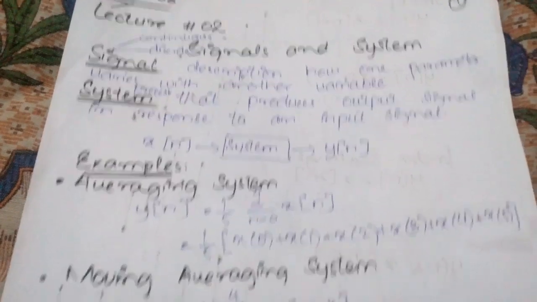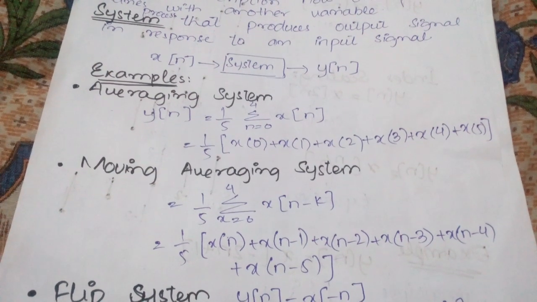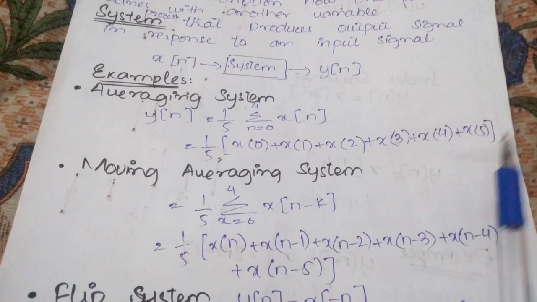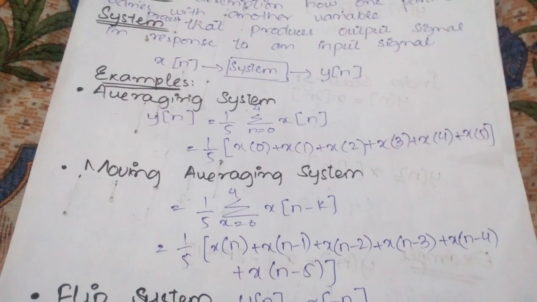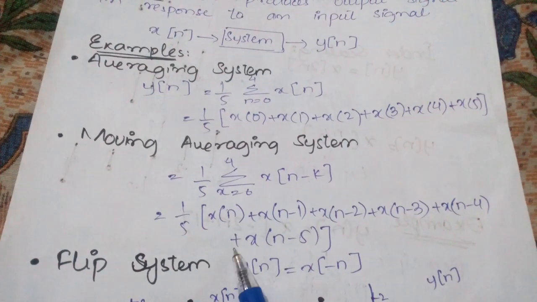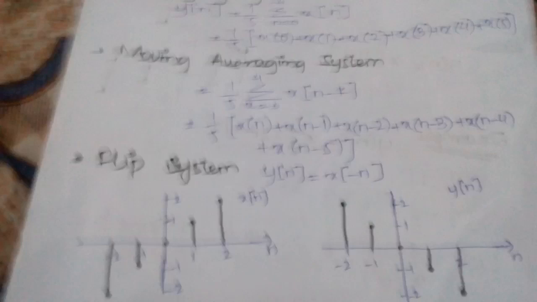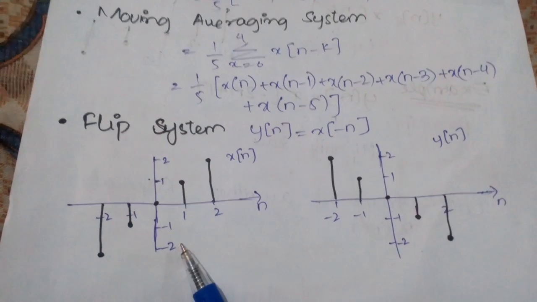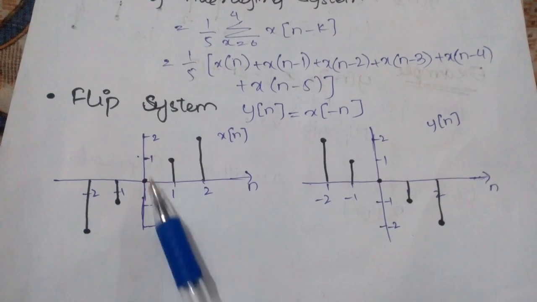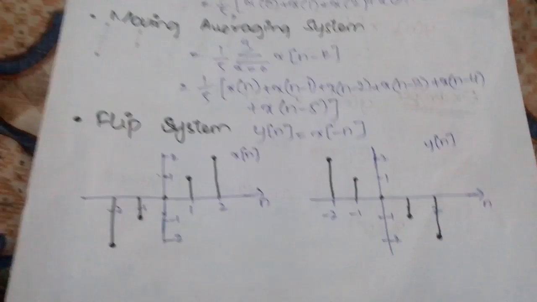Some examples are the averaging system. Averaging system is the system that takes the average of all the signals, like there are five signals and we are taking the average of it. Moving average system is when the system moves from one point to the next and then we take the average of it. Flip system: when we shift the system from left to right and right to left, then we flip the system.